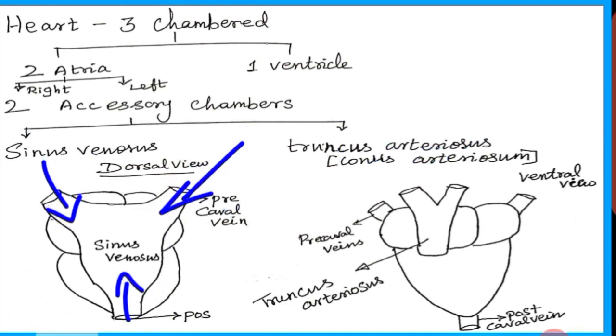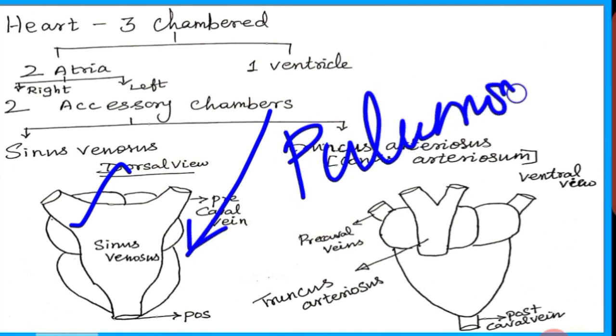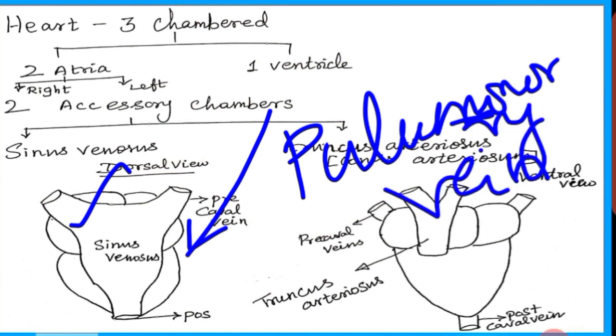Then it pours inside the sinus venosus, which is placed on the dorsal side of the frog's heart. After that, sinus venosus pours the deoxygenated blood into right atrium. Simultaneously, left atrium receives oxygenated blood from pulmonary vein. Right?